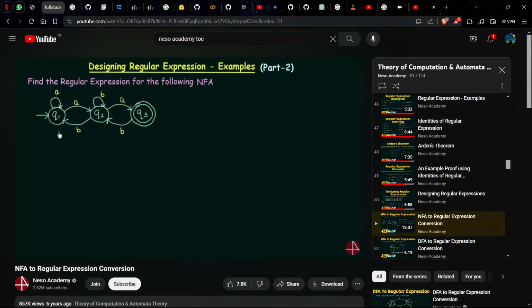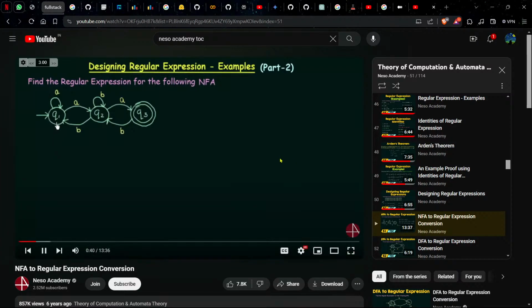So in order to do this, what we have to do is we have to write the equations for each of the states of this NFA, and after doing that, we have to put the equations of all the states to the equation of the final state, and that will give us the required regular expression for the given NFA. So let's become clear when we solve it, and let's see how we can do this. So here we see that we have 3 states.